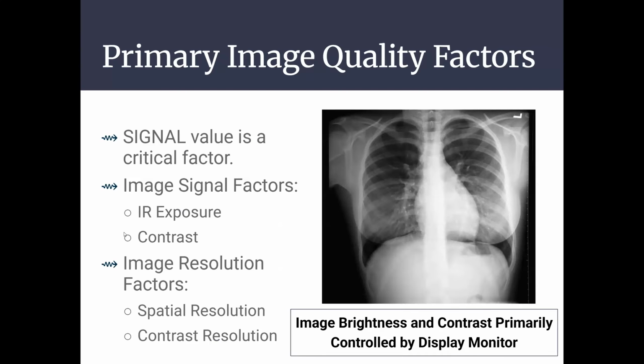Okay, and then image resolution factors have to do with two types of resolution: spatial resolution and contrast resolution. Now, spatial resolution is going to have to do with how sharp the image is, and we'll get into that. Contrast resolution has to do with how well you can see the difference between two tissues that are next to each other.